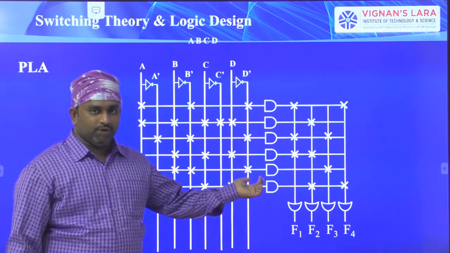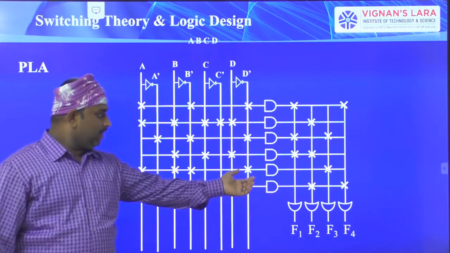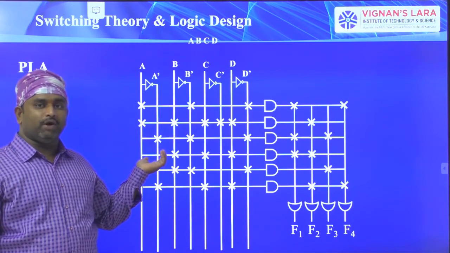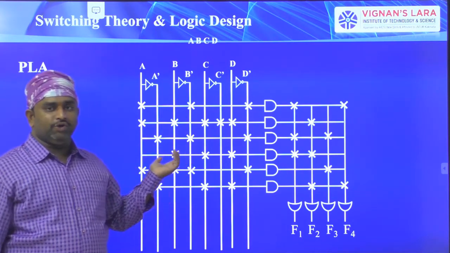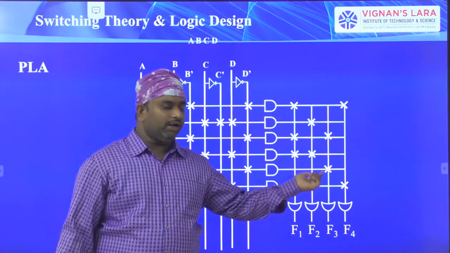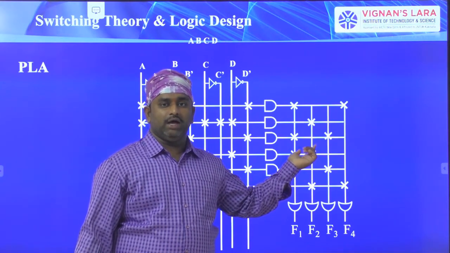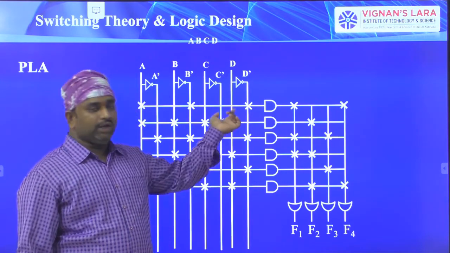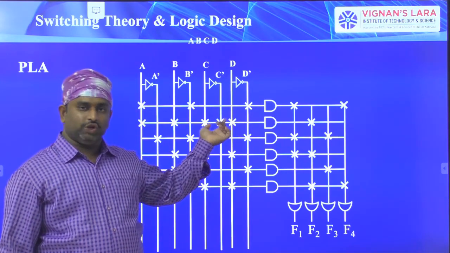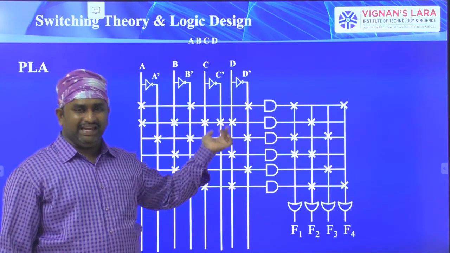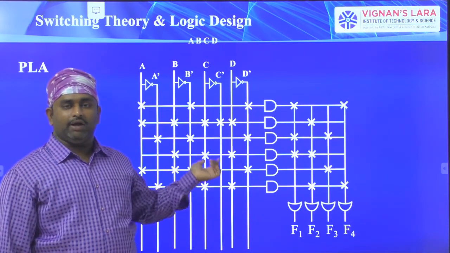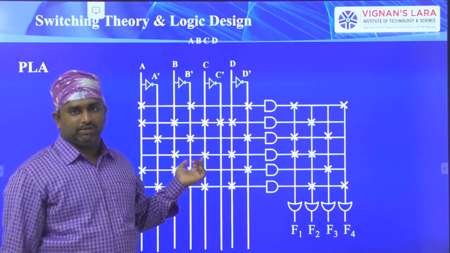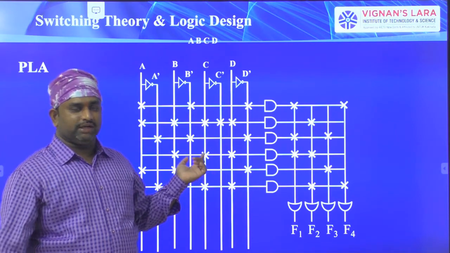So see here, we have AND gates, and here we have the OR gates. For the AND gates we have the flexibility to connect. I have shown the programmable connections with the cross mark representation. For the OR gate also I have represented the connections with the cross mark. You can take a 2 input AND gate or 3 input AND gate or 4 input AND gate. Any type of AND gate you can take and give the inputs. Otherwise, if you don't require a gate, you can remove that gate also.